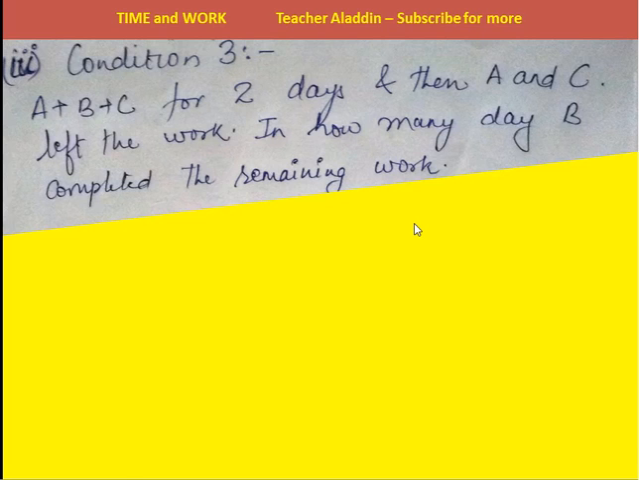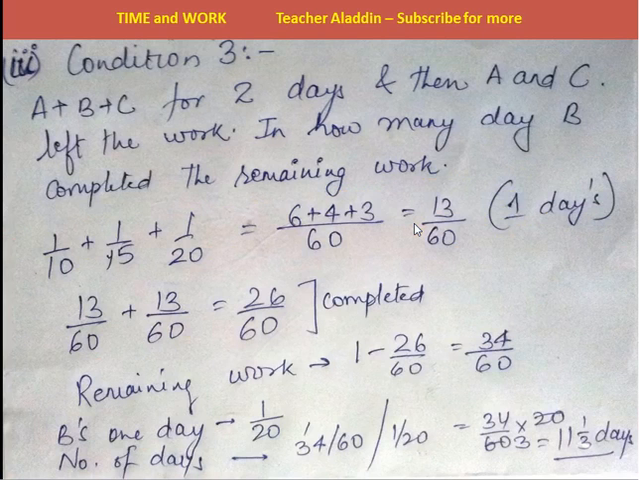So on 1 day they have done 13 by 60 of the work. Next day they'll do the same work, because there are 3 people working together. So it is 26 by 60 of the work which is complete. The remaining work is 1 minus 26 by 60. Remember I told you the complete work is 1. So the remaining work is 34 by 60 now, and A is not working and C is not working.